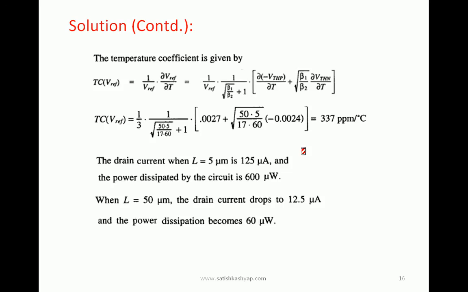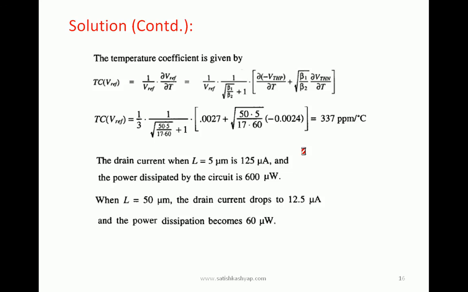Here beta 1 by beta 2, we are not going with 0.25, remember that. Here beta 1 by beta 2 is nothing but standard values of beta 1 and standard values of beta 2. Beta 1 is N channel, beta 2 is P channel. So beta 1 is 50, beta 2 is 17 microampere per volt square. Substitute those values and you will get the temperature coefficient of V reference as 337 parts per million per degree centigrade.